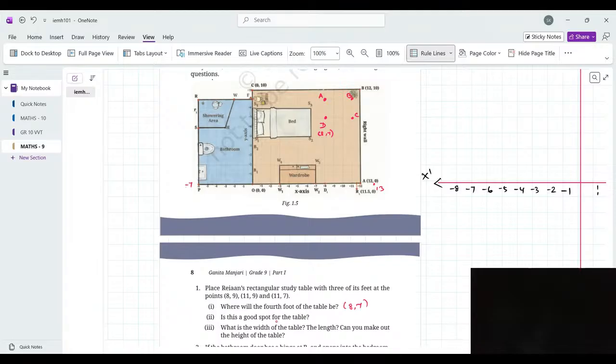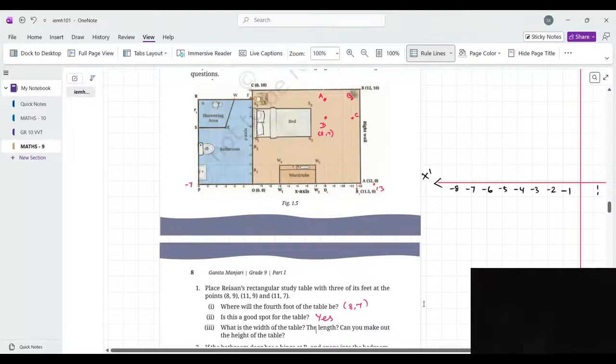Is this a good spot for the table? Yes, definitely it is a good spot for the table so that it will not disturb the bed or the wardrobe. It has been kept neatly in one corner. So the table is placed neatly inside the room. It does not block any door or any pathway.